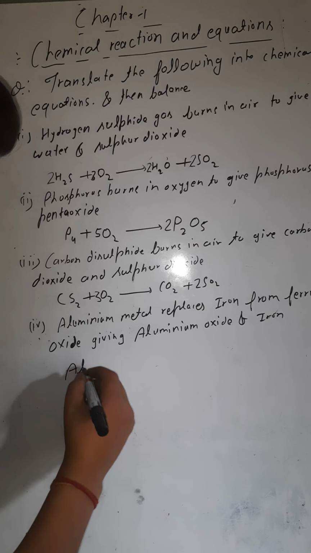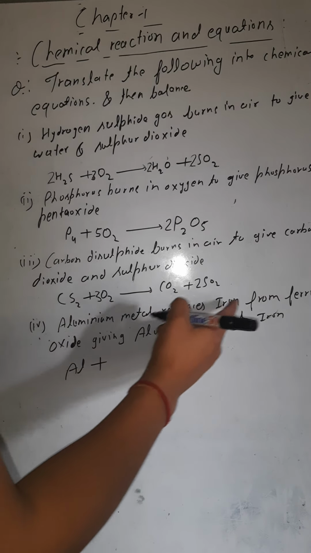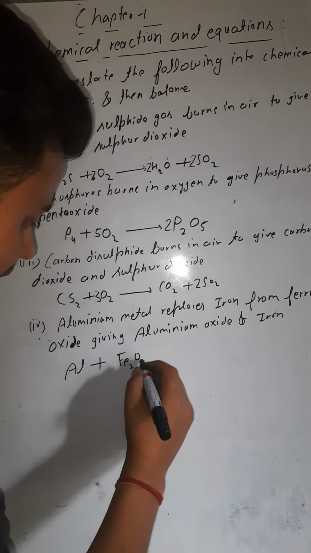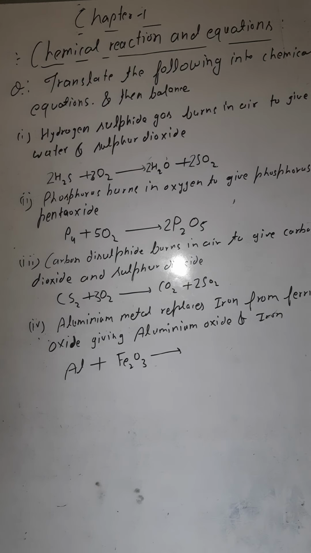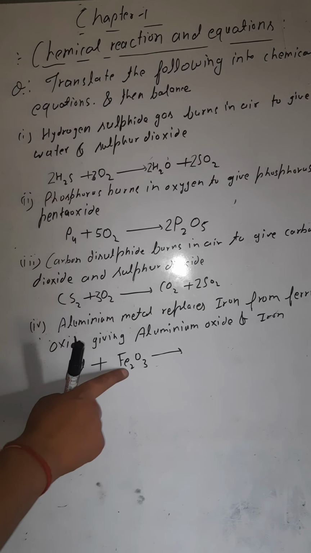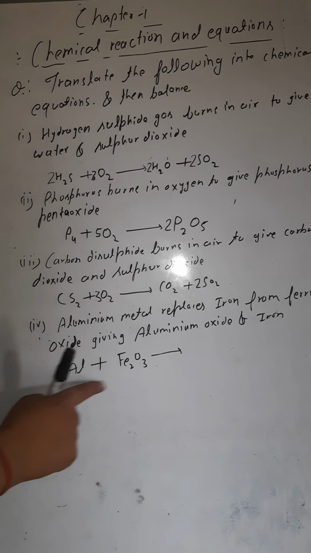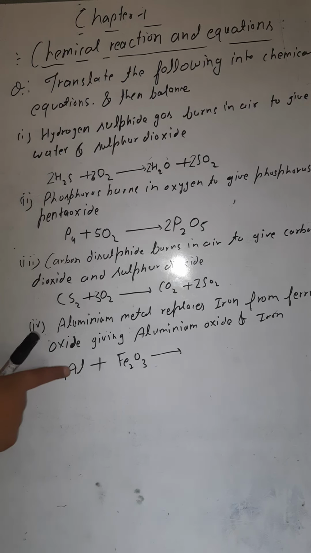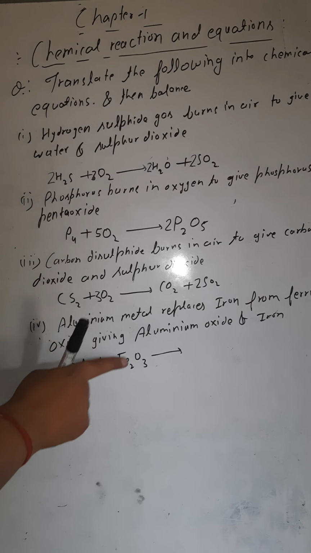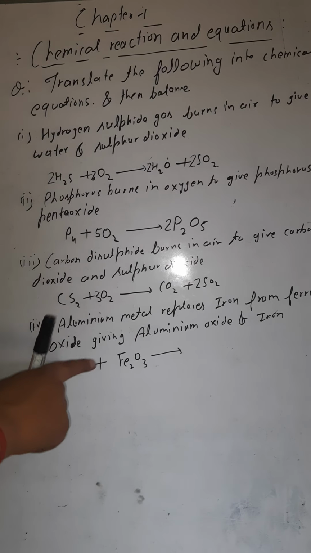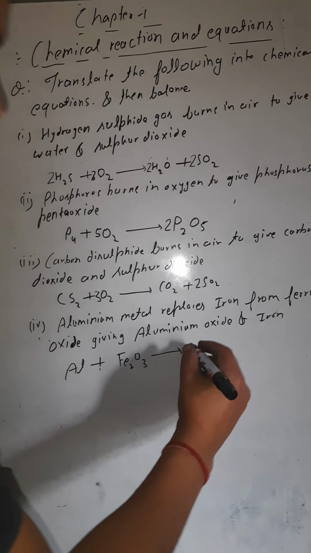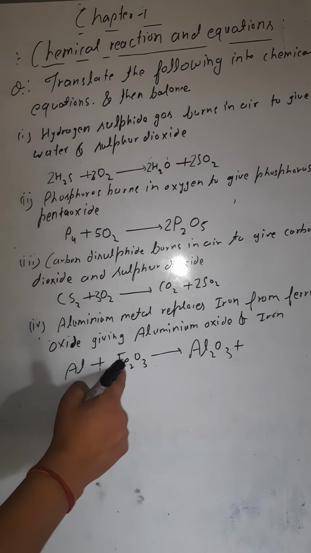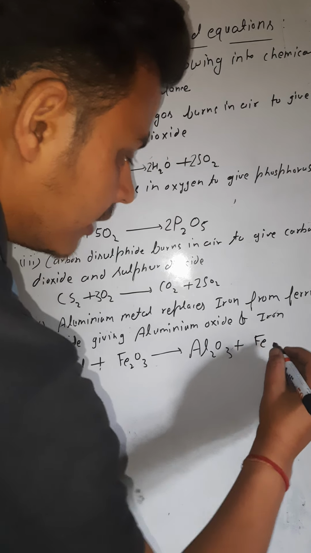Aluminium metal, this is Al, replaces iron from ferric oxide. You have ferric oxide. Ferric oxide is what? Fe2O3. This is ferric oxide. So this aluminium metal is replacing this iron. Means in place of iron, this aluminium will go there now, and iron will be replaced. So aluminium metal replaces iron from ferric oxide and gives what? Aluminium oxide, Al2O3, and it will replace iron. Means this iron which was Fe there, this will be replaced now.